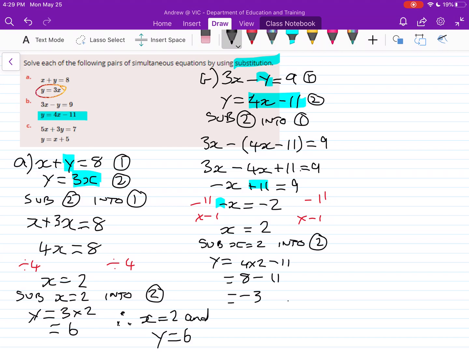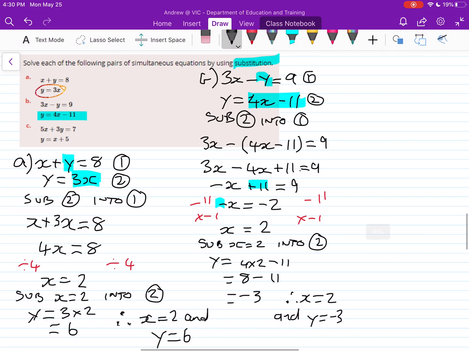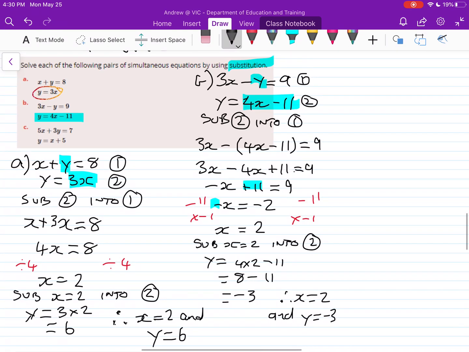So I'm just going to write our statement at the end. Therefore, x is equal to 2 and y is equal to negative 3. Okay, so that's how you go about doing that. Our next one, okay, this is looking at when we have a number multiplying our y as well. So you'll notice we didn't have a number multiplying it in the last one, so it's just slightly different again.